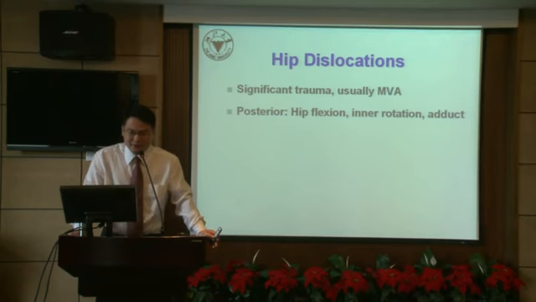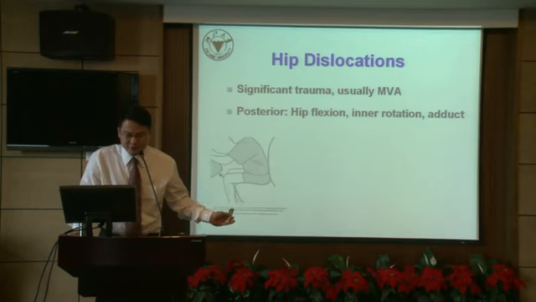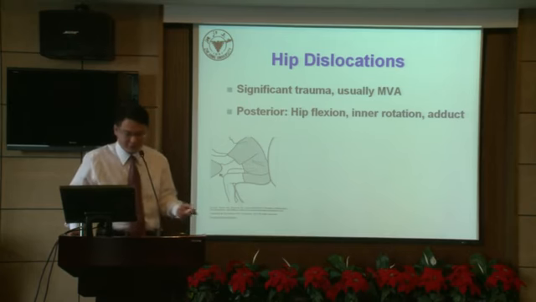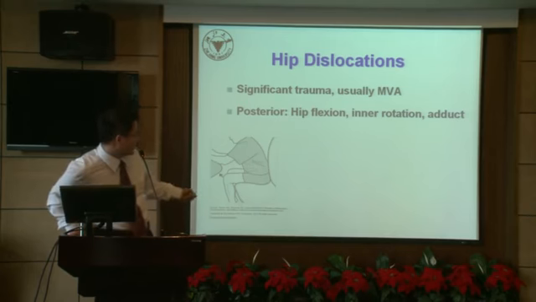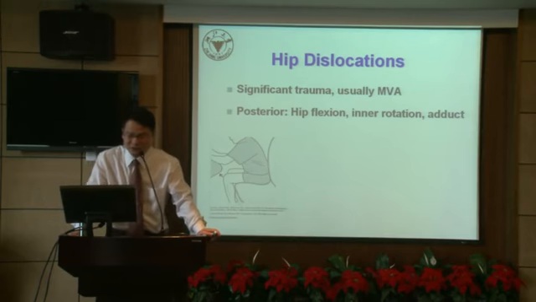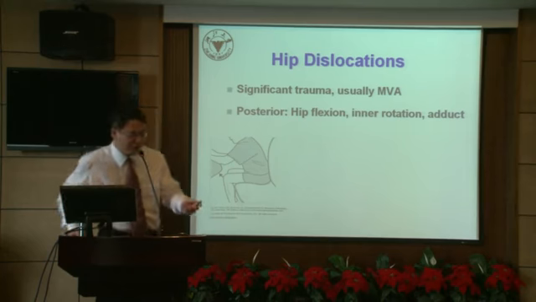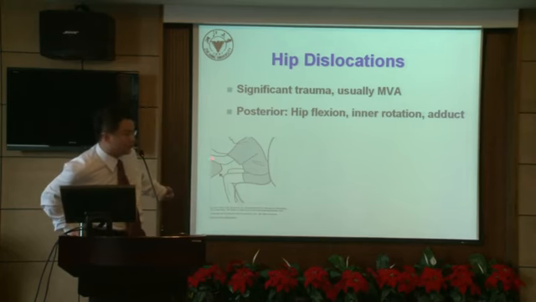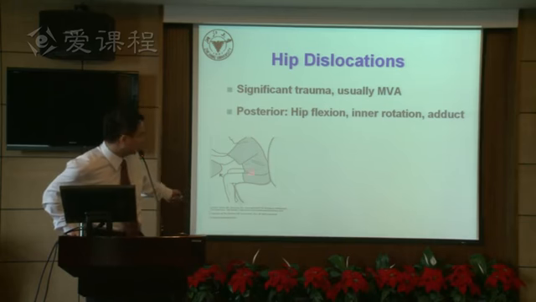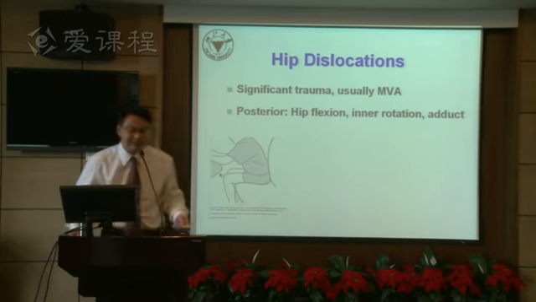When it happens, the patient usually sits in a car with the hip flexed, a little inner rotation and adduction, like this. And then the car comes to a sudden stop, and the knee will hit the seat in front. The mechanical force will transmit to the hip and dislocate the hip posteriorly.